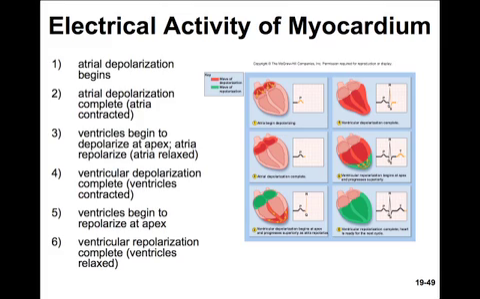In 4, the ventricles are now depolarized completely. That means the ventricles are contracted and they are pushing blood out into the major vessels. In 5, we see the R and S returning down as the ventricles begin to repolarize at the apex. By the time we finish the QRS complex and gone through T, the ventricles have completely repolarized. They're now relaxed, and the cycle will begin again.